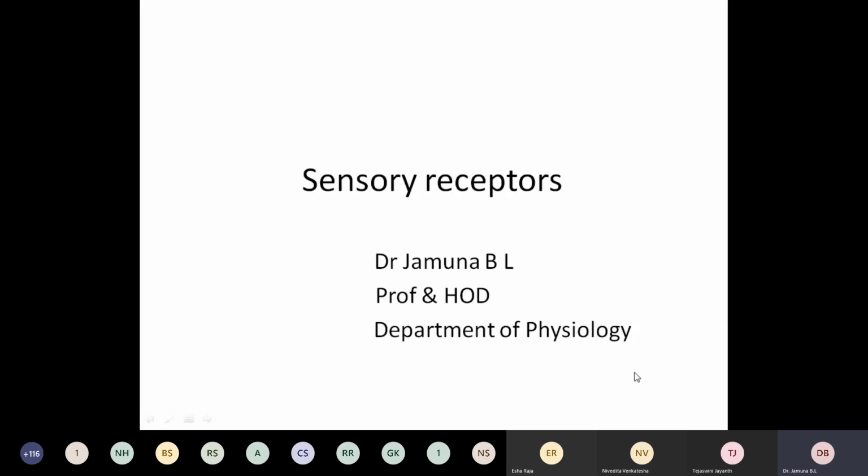So today we are discussing sensory receptors, which are an important topic in the central nervous system. Especially in physiology, sensory physiology, this carries more marks. These are the basic topics you need to understand as undergraduate students. So let us discuss sensory receptors in detail in the next 1 hour.